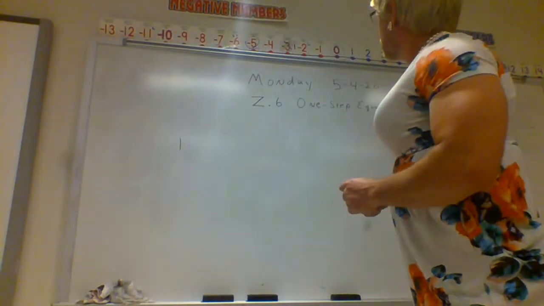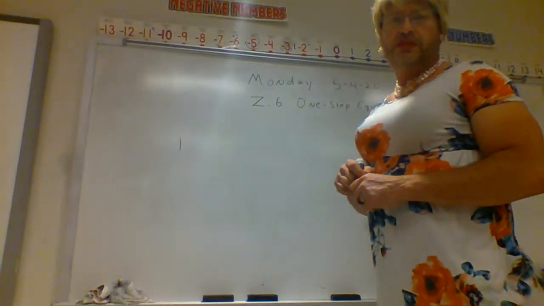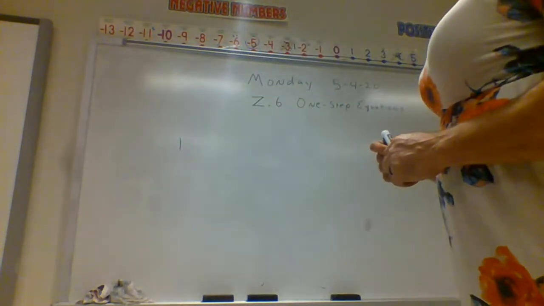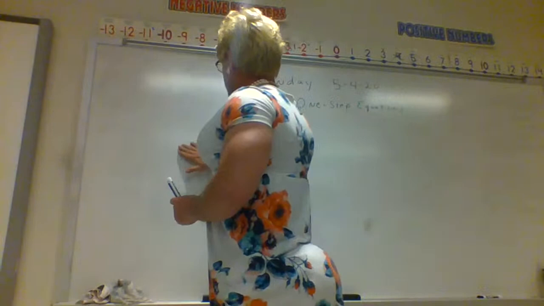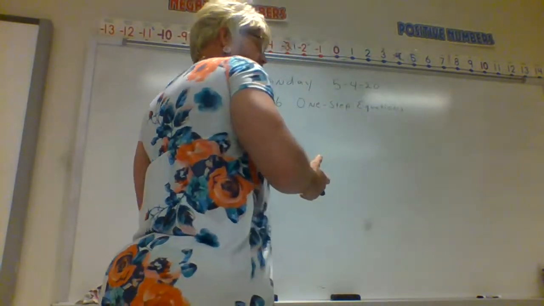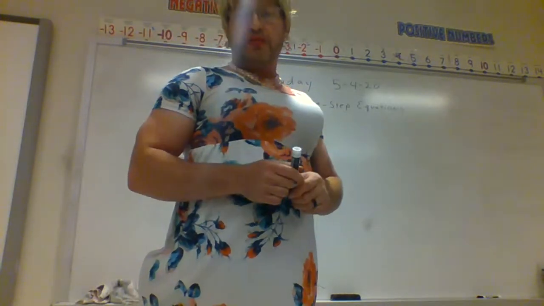Well, he told me we're going to talk about one-step equations. Z.6 is the lesson. What he wanted to make sure you understood is that you're going to be given an equation. If you remember right, he has taught you that on equations, we solve them by doing what's called the inverse operation. So today, when we do the inverse operation, that means do the opposite of what it shows.